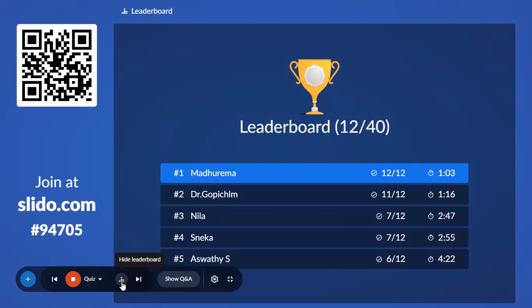Yes, Madhurema, we have going good with 12 on 12 points. Then we have Dr. Gopi 11 on 12. I think he got this answer wrong. Then Nila 7 on 12, Sneka 7 on 12, and Ashwati 6 on 12. No change in the leaderboard for the last few. Up to the 12th question itself, these 5 persons are there on the leaderboard.